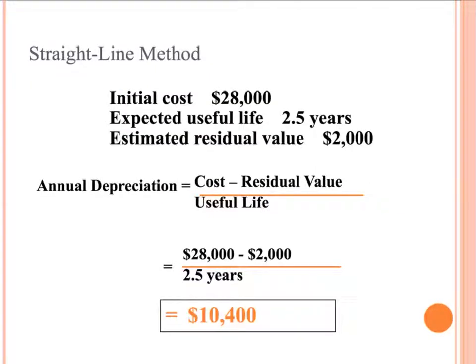Let's look at this example. Let's assume we have an initial cost of $28,000, an expected useful life of 2.5 years, an estimated residual value of $2,000. We're going to take the $28,000 initial cost minus the estimated residual value of $2,000 and divide that by 2.5 years. We come up with an annual depreciation of $10,400.